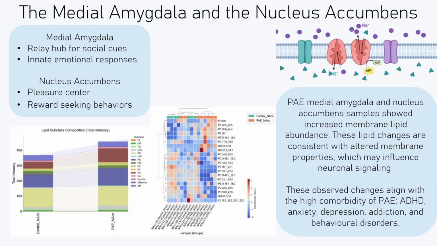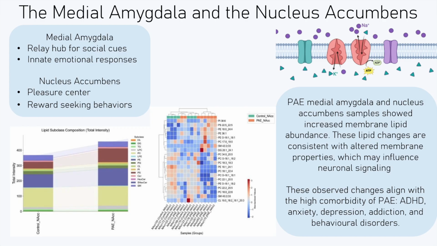Binary comparisons for the effect of PAE on the medial amygdala and nucleus accumbens proved distinctly different from other analyzed brain regions. Unlike all other regions, the total number of lipids shown per lipid subclass increased in the medial amygdala and nucleus accumbens. An overall increase in the number of lipids suggests a change in membrane permeability.